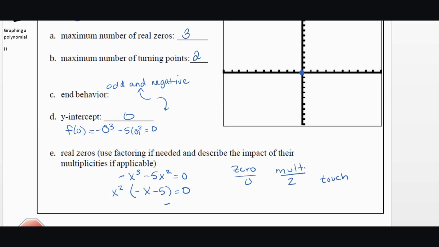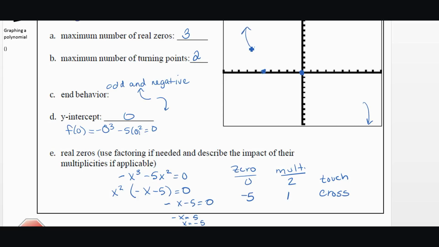Now, if we set negative x minus 5 equal to 0, we get negative x equals 5, so x equals negative 5. So we get another 0 at negative 5, and its multiplicity is 1, which means it will cross there. Okay, so we're going to plot the point negative 5. 1, 2, 3, 4, 5. Okay, and we know the end behavior that it's going up to the left and down to the right.